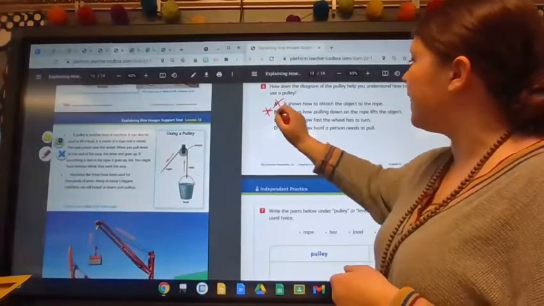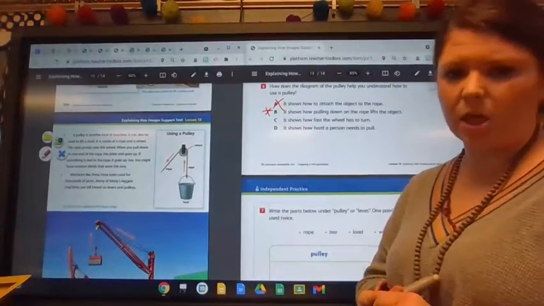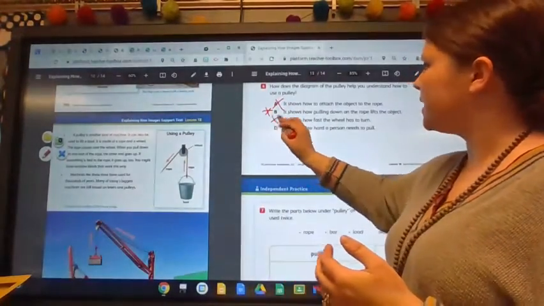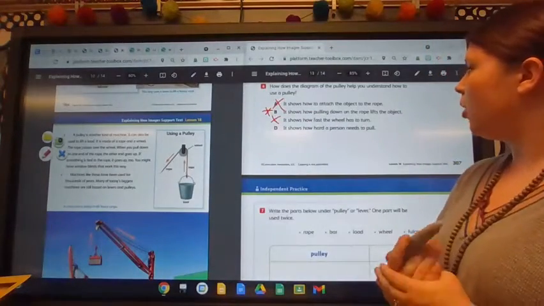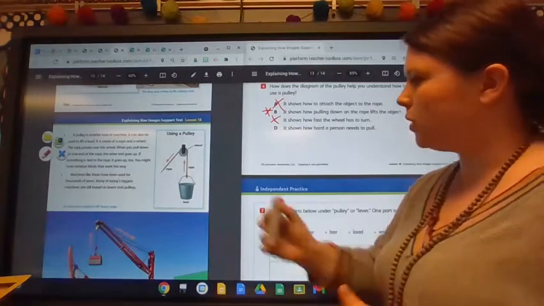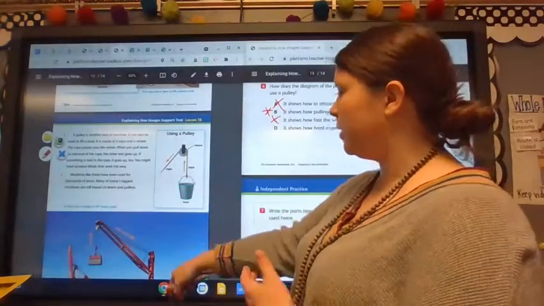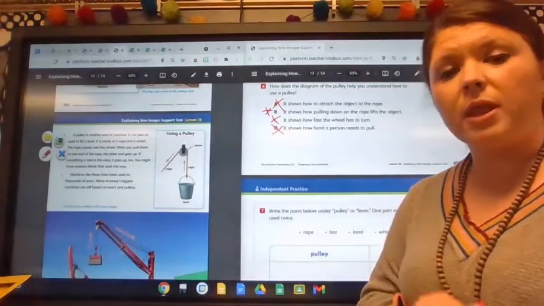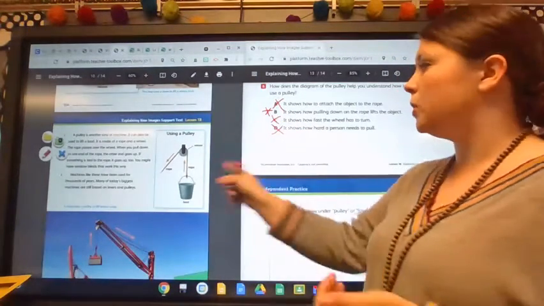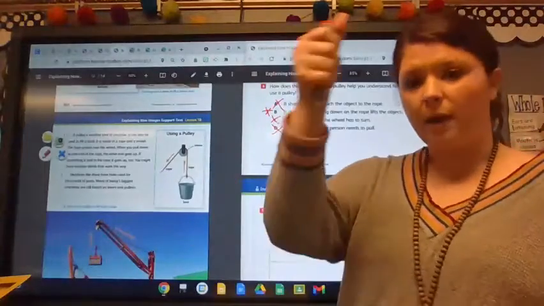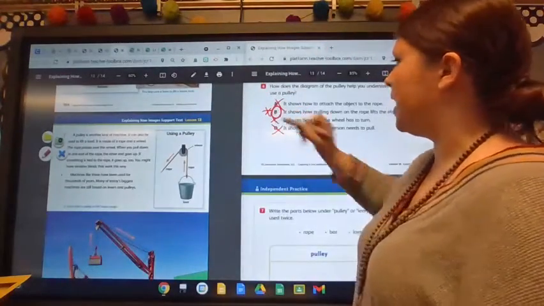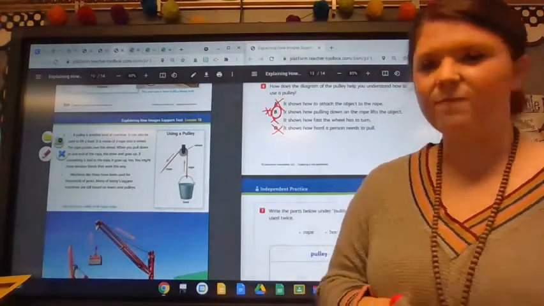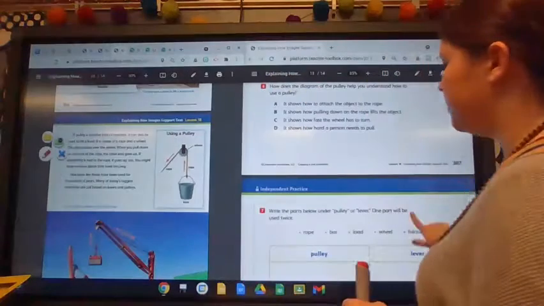Let's put a star beside that. It shows how fast the wheel has to turn. No, we don't know how fast the wheel has to turn. It shows how hard a person needs to pull. Well, this one doesn't have a person and neither does this one, so it doesn't necessarily have to be a person that pulls. But the diagram of the pulley does show us that when the rope is pulled, the object goes up. Okay? All right, now let's look at number 7.